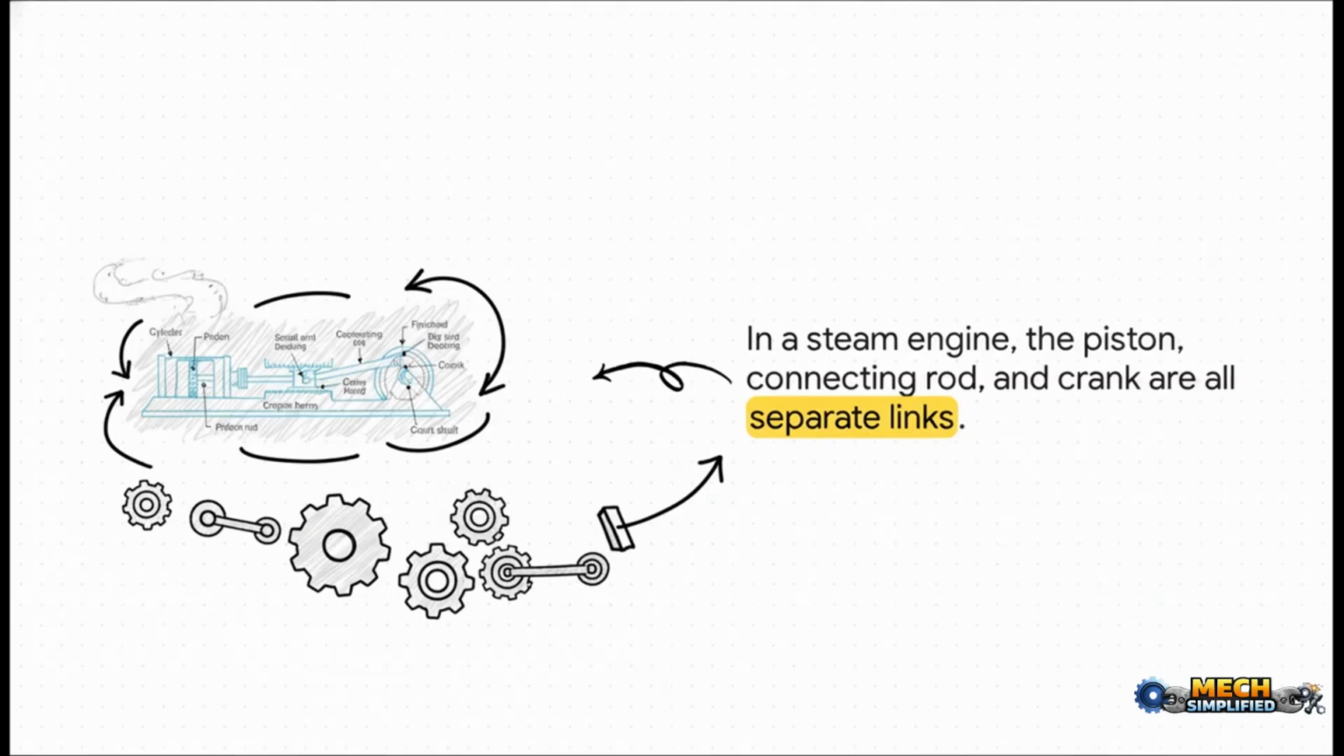Let's look at this classic steam engine, for example. See the piston and its rod? That's one link. Then you've got the connecting rod. That's a second link. And the crank that turns the whole thing? That's a third. Each one of these simple, solid parts is a foundational building block for the entire engine.